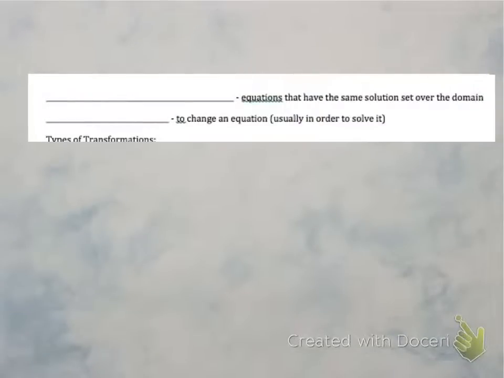So equivalent equations are equations that have the same solution set over the domain. So it just means they have the same solutions to them. So that's equivalent equations. And again, equivalent equations have the same solution set. So when you're trying to find a solution, you can transform an equation or change an equation in order to make it easier to solve.